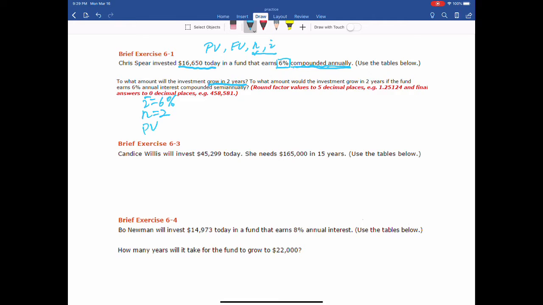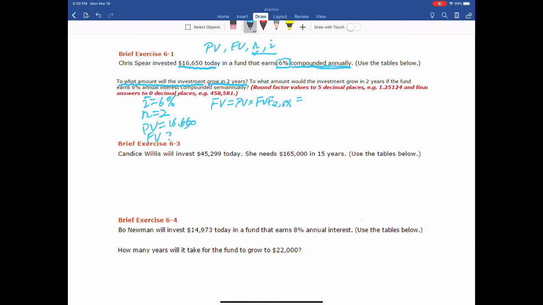We have the present value, which is 16,650. What we don't know is the future value. That's actually what the question asks for. To what amount will the investment grow in 2 years? Now, because future value is unknown, we just use the future value formula: future value equals present value multiplied by the future value factor of a single sum. This factor is determined by number of periods and interest per period.